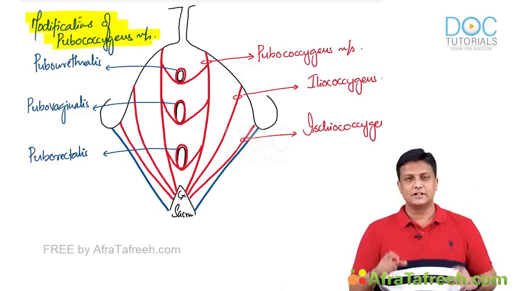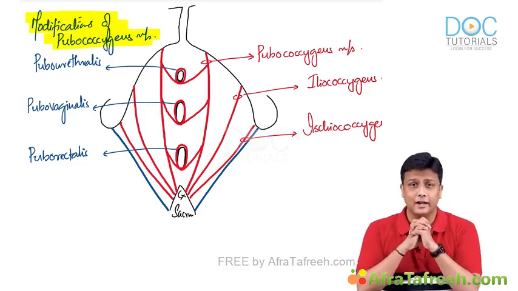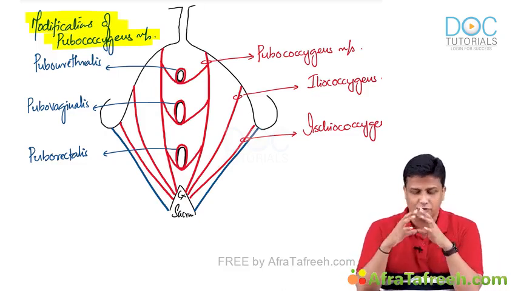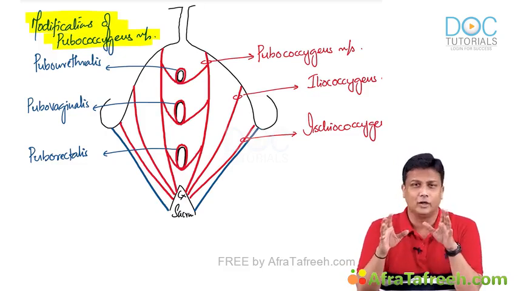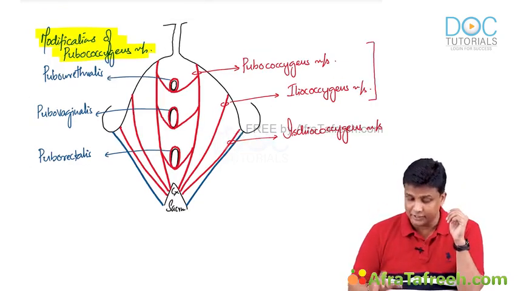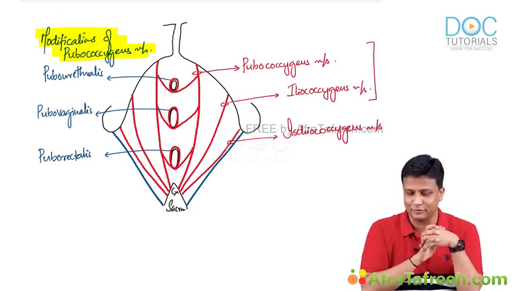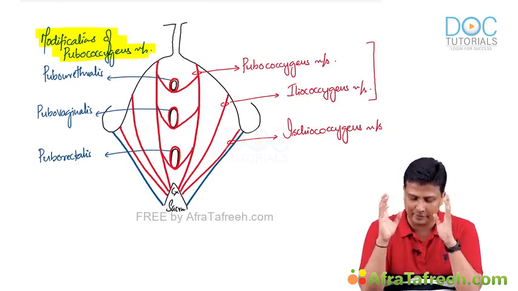So these three muscles, that is pubo-urethralis, pubo-vaginalis and pubo-rectalis, are actually the modifications of pubo-coccygeus without any doubt. There should be no doubt in your mind that it might be iliococcygeus or ischio-coccygeus, something else, nothing else. It's a modification of pubo-coccygeus, crystal clear from our diagram.